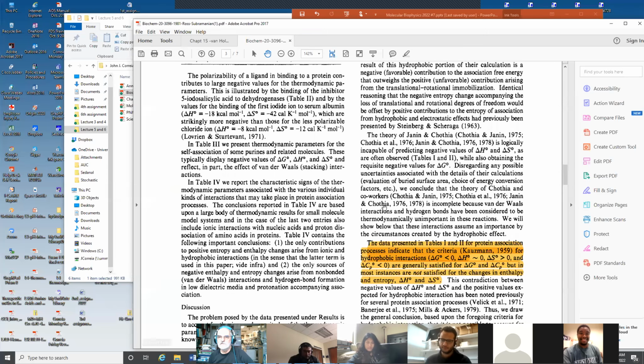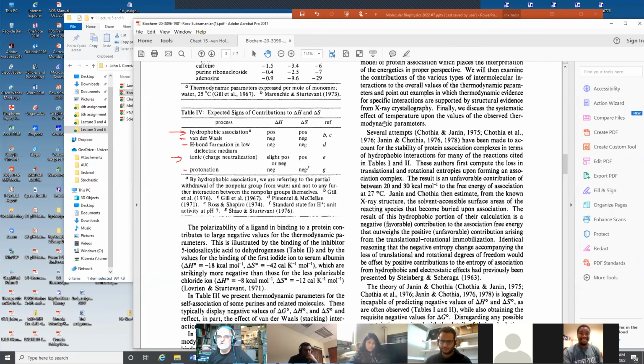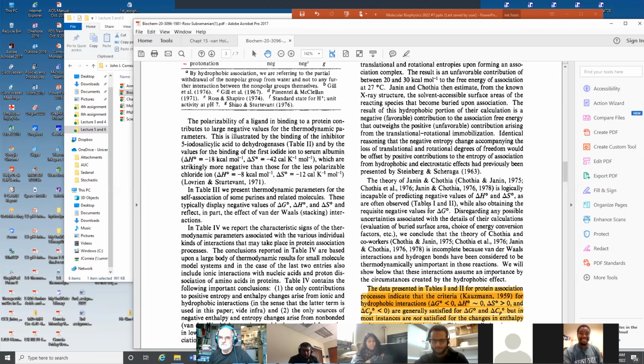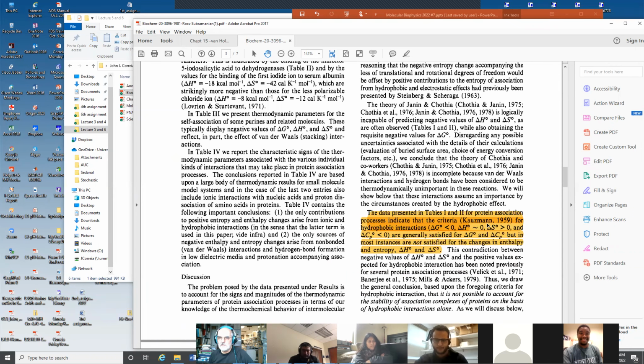The discussion begins here. And they point out that there have been a lot of papers published, primarily by this Chothia and Janin pair, who basically hypothesized that most protein-protein interactions are dominated by the hydrophobic effect. There was an earlier paper in the 50s that also proposed that the hydrophobic effect was the major driving force for protein-protein interactions. Okay, that 50s paper is this paper by Kauzmann.